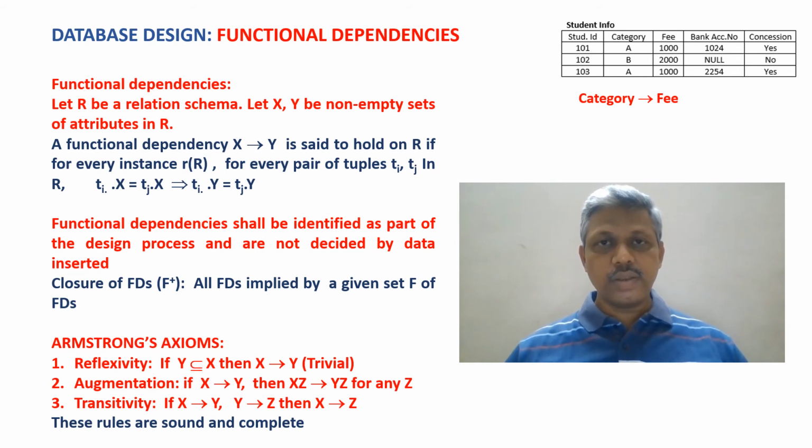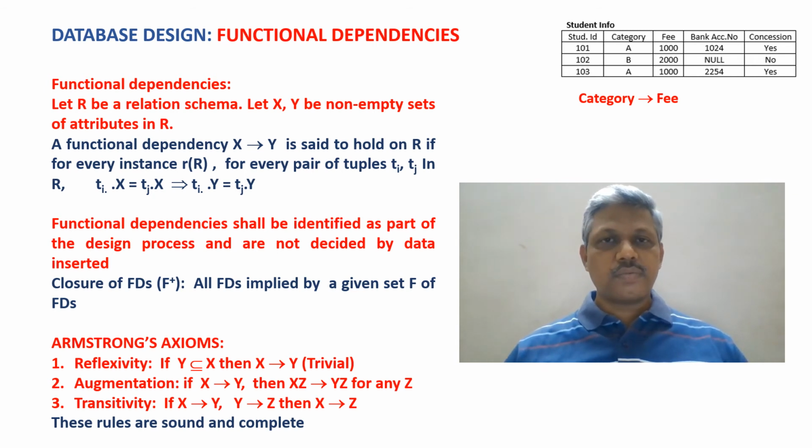That is, for every pair of tuples ti, tj, the values of x are same. Whenever they are same, y are also same. Now you are appending the attributes in the set z. So whenever for every pair of tuples, the values of the attributes in both x and z, union of x and z, are same, then for y they are already same because of the given x then y, and they should also be same for z. That's augmentation rule. Transitivity is trivial.